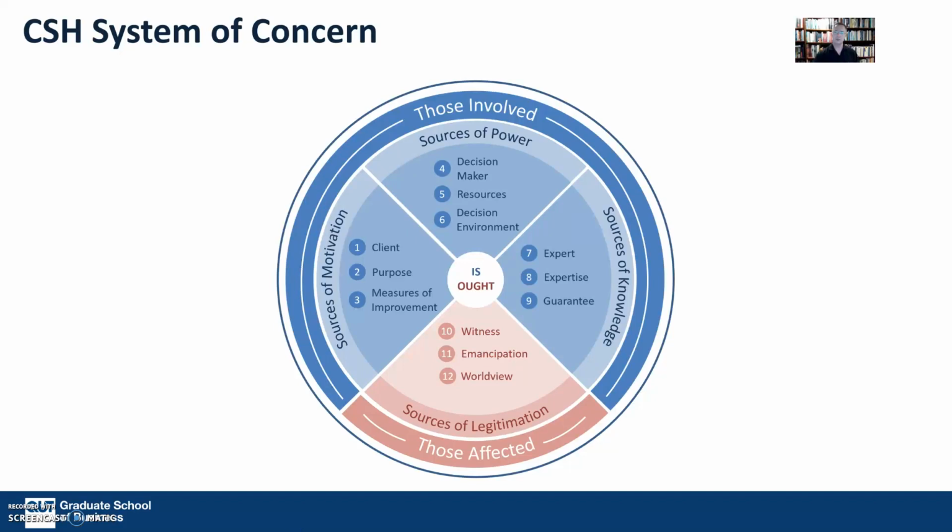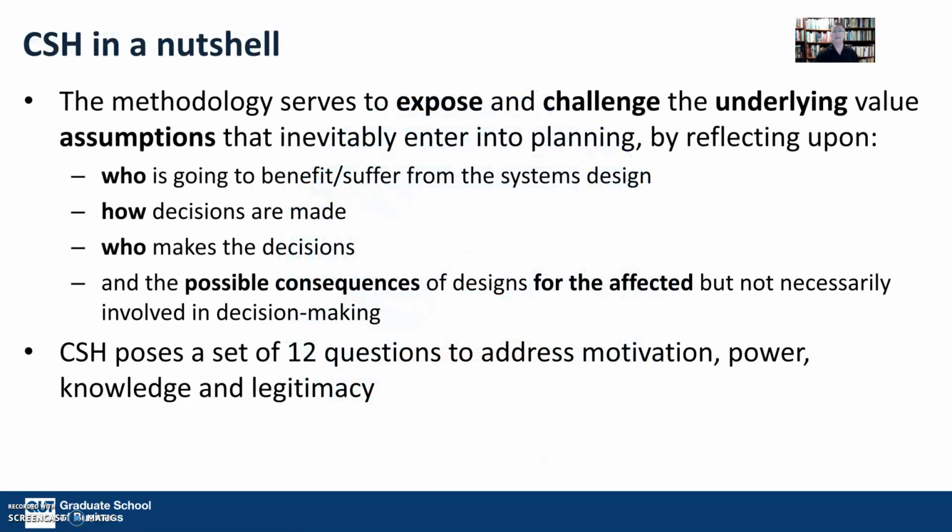The critical systems heuristics procedure actually has 12 questions that have two variants asked of each to establish the way a situation currently is or the way it ought to be. It's a methodology that is designed to expose and challenge underlying assumptions by making them explicit. Assumptions about who is in actual fact benefiting or suffering from the system design.